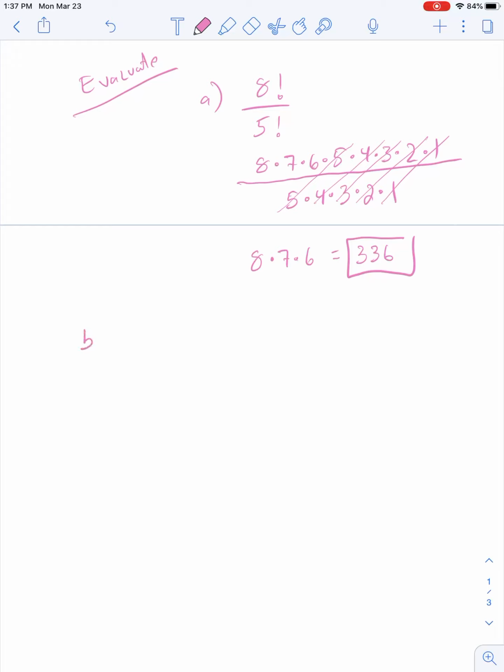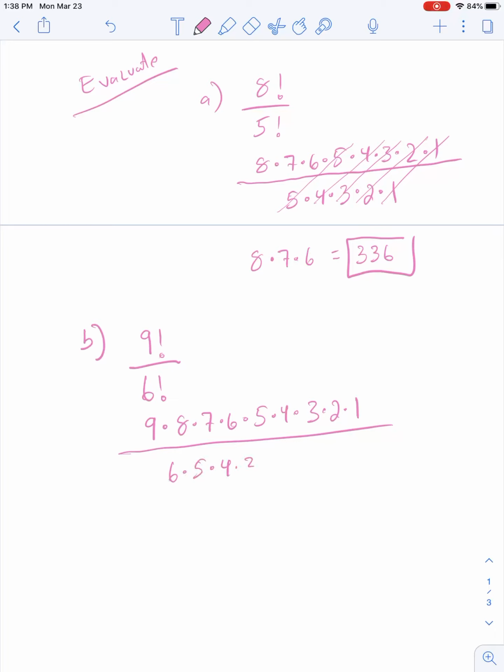How about our next example, B? We have 9 factorial over 6 factorial. That's just 9 times 8 times 7 times 6 times 5 times 4 times 3 times 2 times 1 over 6 times 5 times 4 times 3 times 2 times 1. Once again, we just cancel the 6s, 5s, 4s, 3s, 2s, and 1s. We're left with 9 times 8 times 7, and our answer here is 504.